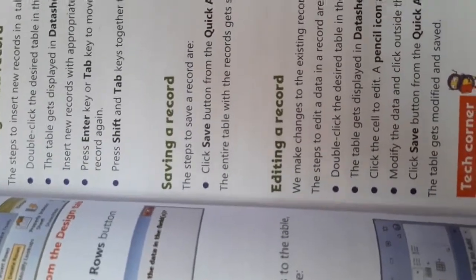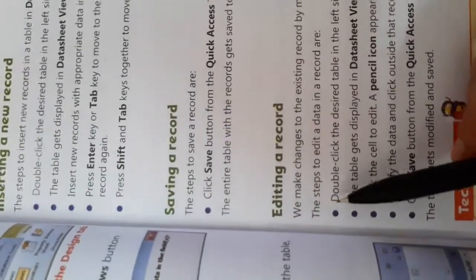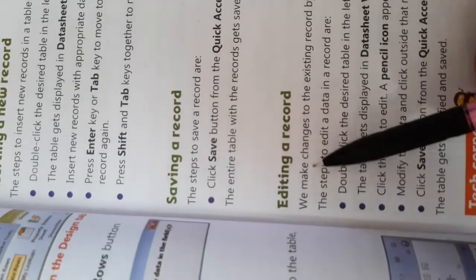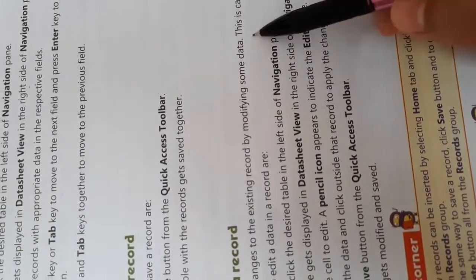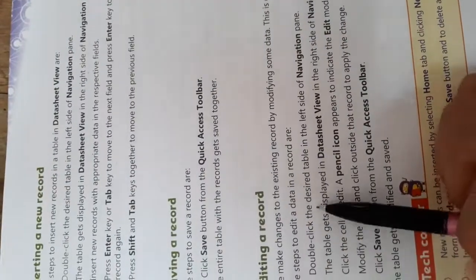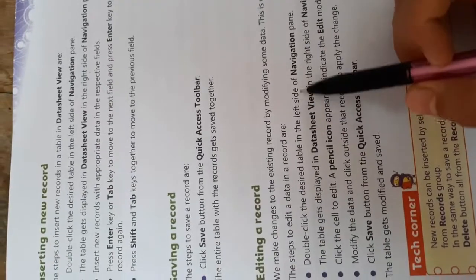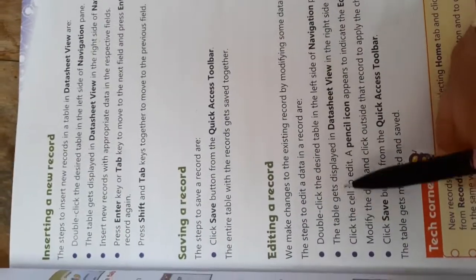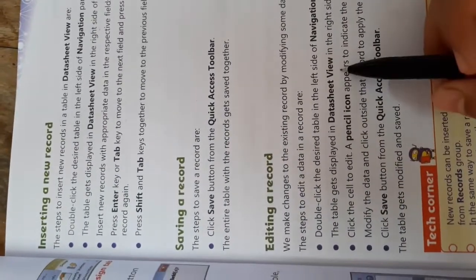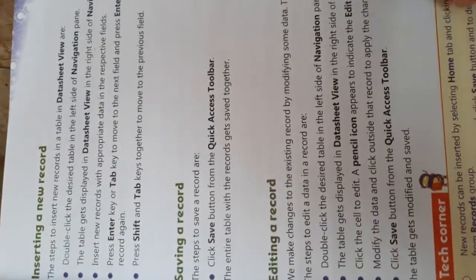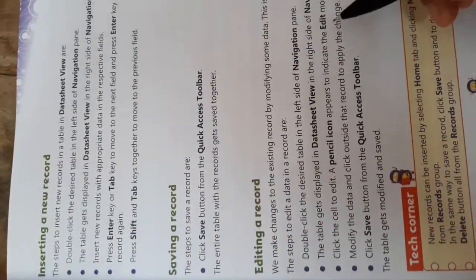Editing a record. How can you edit a record? First, what does editing mean? We can make changes in the existing record by modifying some data, that is called editing. Now the steps are: double click the desired table in the left side of the navigation pane. The table will be displayed in the datasheet view in the right hand side of the navigation pane.